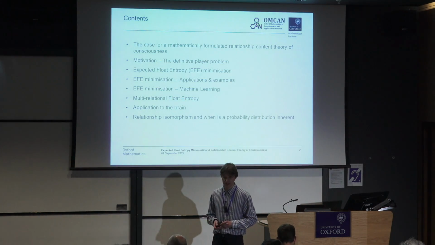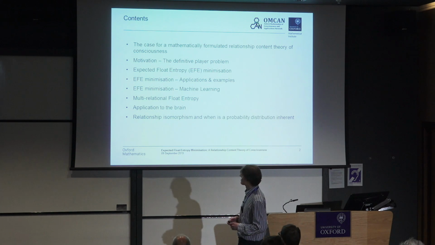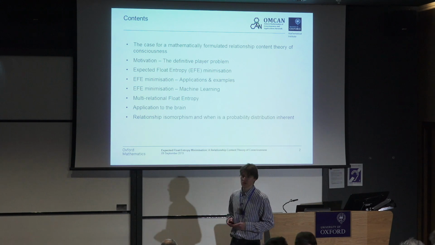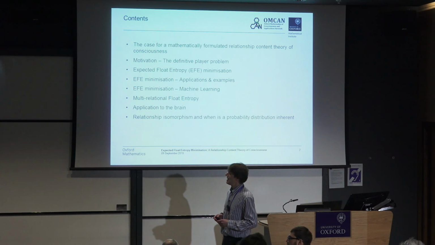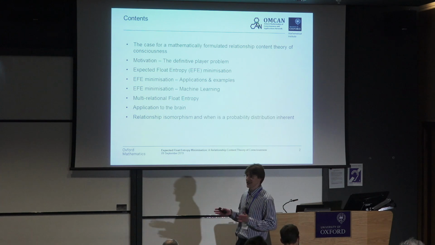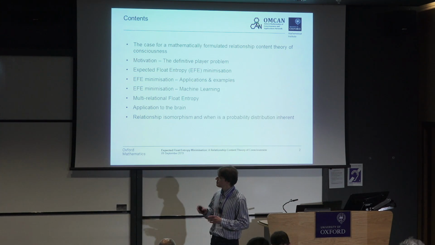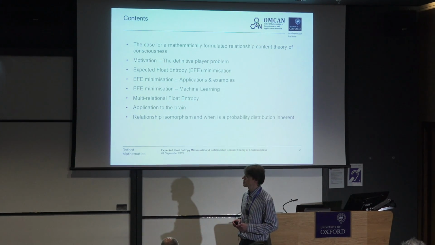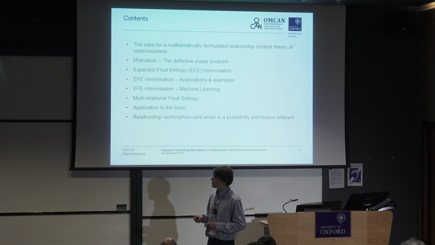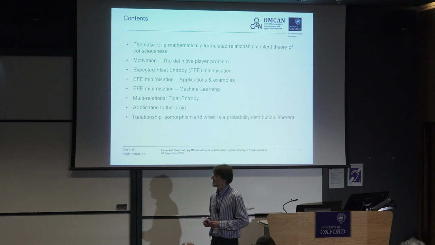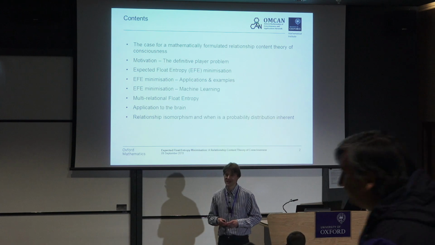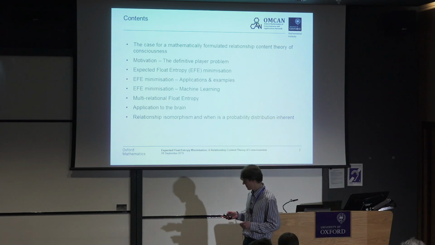So this is what we're going to be doing this afternoon. First of all, we're going to try to make the case for a mathematically formulated relationship content theory of consciousness. And then I'll provide a motivating example or problem which isn't perfect, but its imperfections are quite useful for telling us what we should actually be doing. So it helps to provide some motivation. And then I'll introduce expected float entropy minimization, provide some examples, talk a bit about machine learning perhaps, and we'll see how far we get through the last few bits at the end there.